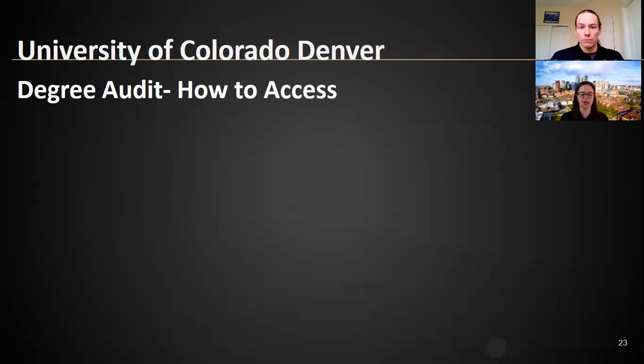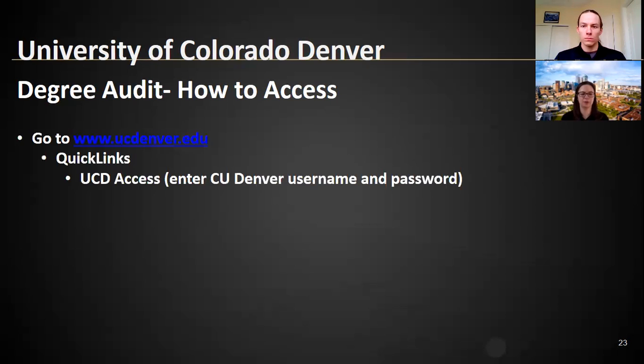In the next few slides, we will go over how to access your degree audit. We would like to ask you to pause the video throughout the next few slides while we go through the directions and pull up the degree audit on your computer. First, you'll go to www.ucdenver.edu. Click Quick Links on the upper right-hand corner of the screen. Select UCD Access and enter your CU Denver username and password.